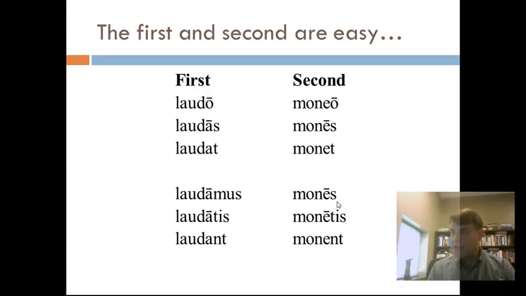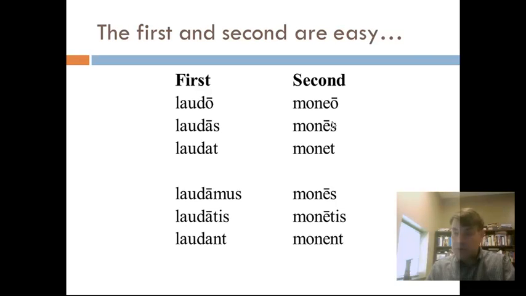This is not mones, this is monemus. Sorry, I'm not perfect. I knew you thought I was. I have failed you. It's monemus, monetus, monent. O, S, T, M, U, S, T, I, S, N, T are the endings. And the second conjugation is a long E conjugation, so its infinitive is monere with a long E.